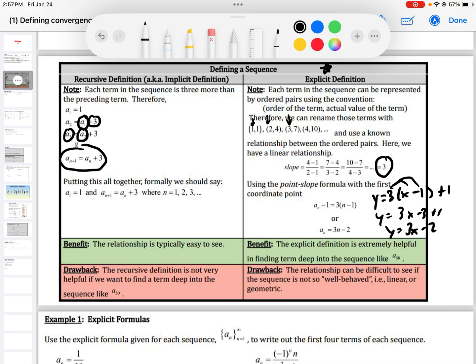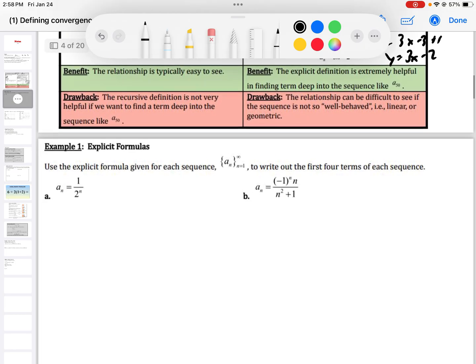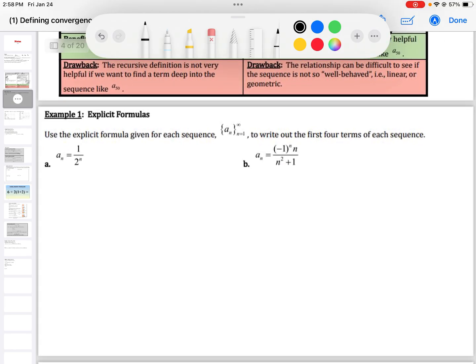And back in your pre-calc days, or maybe algebra days, you could just count the terms backwards, like y is 7, go back, it's 4. Go back 3, it's 1. Go back 3, it'd be negative 2. So the benefit here is I can use it more easily to find terms deep in the sequence, like the 50th term. The drawback is sometimes it's harder to see, and if it's not well behaved, it's hard to write the equation for it. All right, so just a little backdrop.